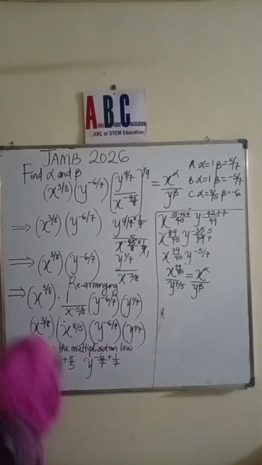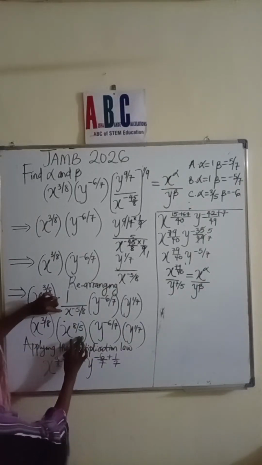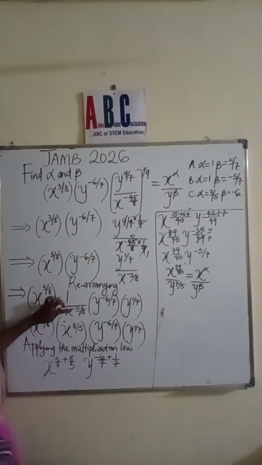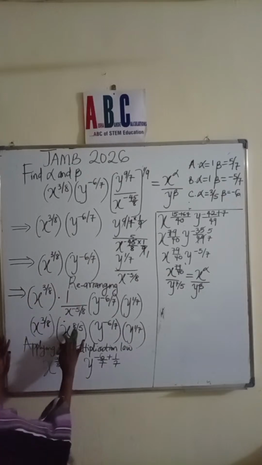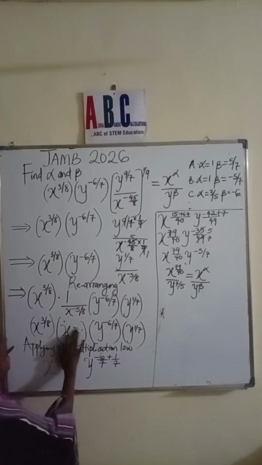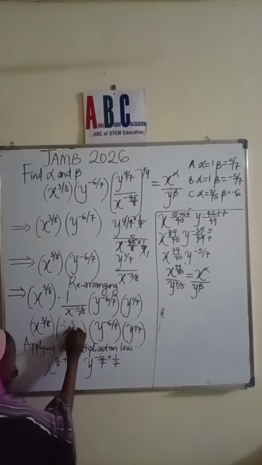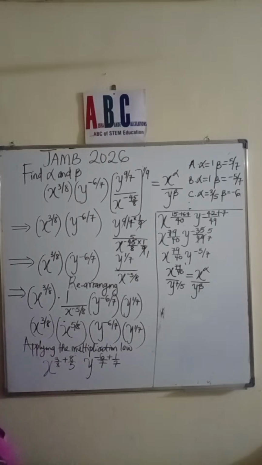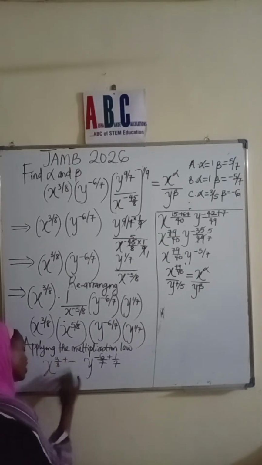All right. From here, right? So this 1 over x to the power of minus 5 over 8 is supposed to be just x to the power of 5 over 8. Okay. All right. So this is where the error started from. That's the only error, right? So let's change this to 5 over 8.